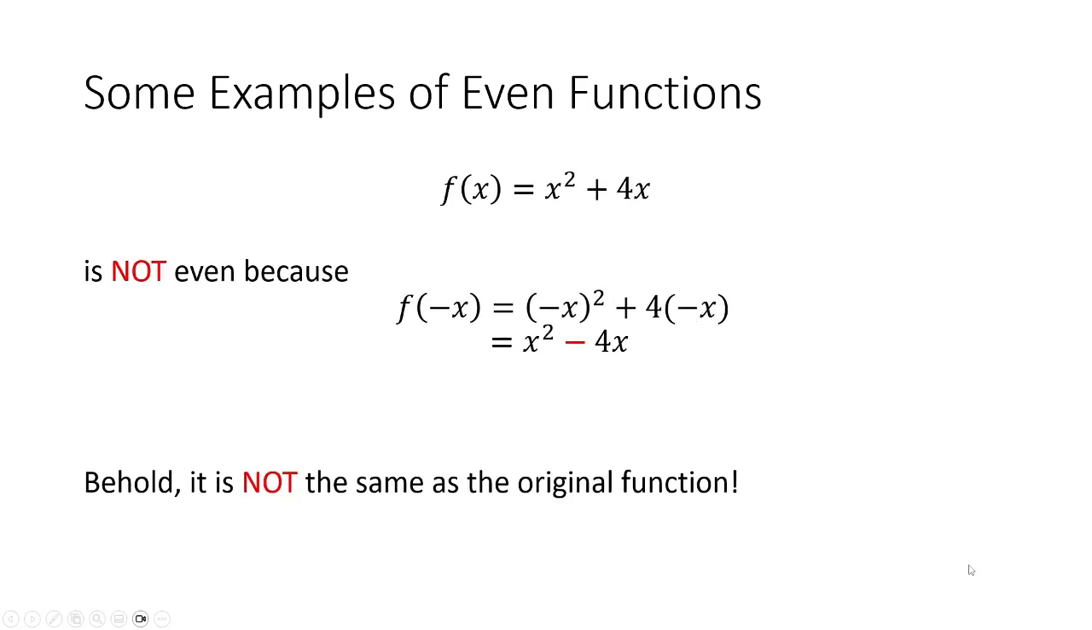For an example of a function which would not be considered even, let's have a look at this polynomial, x squared plus 4x. This function I claim is not even because if I replace the x's in this expression with negative x and then simplify, the result would be x squared minus 4x. Here we have that minus sign as compared to here we have that plus sign. Because this is not an exact match to the function that we had originally, this function would not be able to be called even.